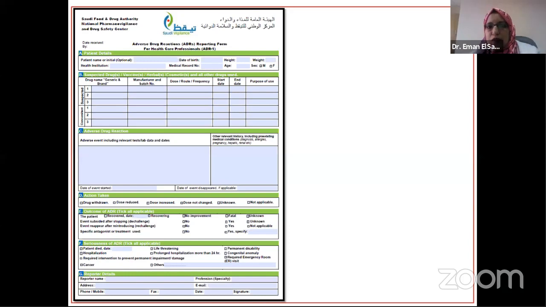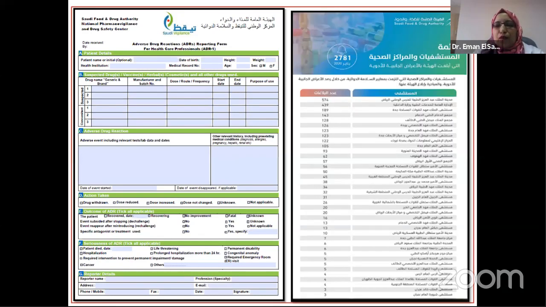And after that, to encourage reporting, the Saudi FDA shows appreciation for hospitals according to the number of ADR reports, and they put it on the Saudi FDA site.